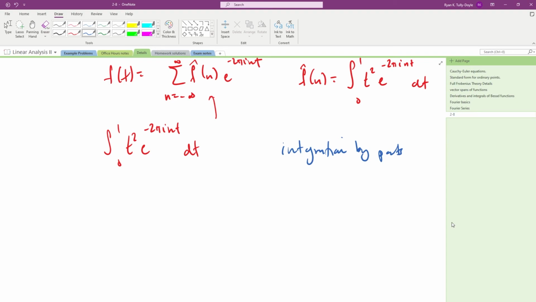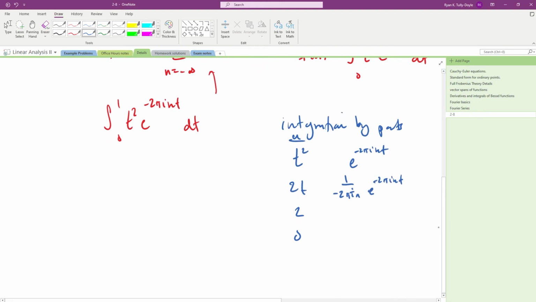And integration by parts requires a piece that you differentiate and a piece that you integrate. I'm going to use a version of this called the table method, where I'm going to start with t squared. These are going to be my u's that I'm going to differentiate away, 2t to 0. And on the other hand, I have my complex exponential, e to the minus 2 pi i n t. If you integrate that, you get 1 over minus 2 pi i n e to the minus 2 pi i n t. If you integrate that again, you get 1 over minus 2 pi i n squared e to the minus 2 pi i n t. And if you integrate that again, you get 1 over minus 2 pi i n to the third e to the minus 2 pi i n t.